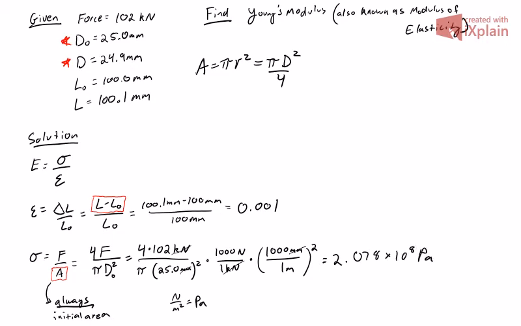Now you could go ahead and use some metric prefixes here. However, we still have one more calculation to go, so I would just leave it in the base units of pascals, get the calculations done, and then we'll figure out what the most appropriate metric prefix is. So we have our stress of 2.078 times 10 to the 8th pascals divided by 0.001. Plug that in and we get 2.078 times 10 to the 11th pascals.